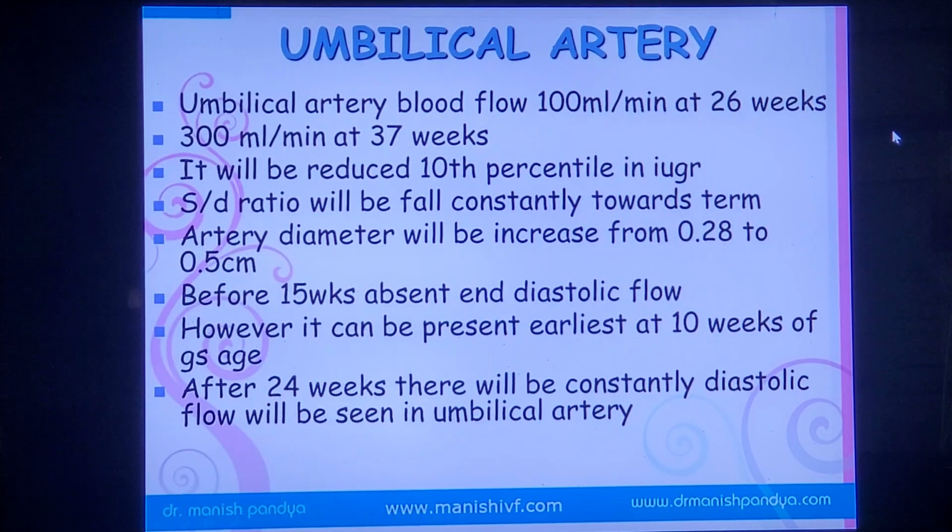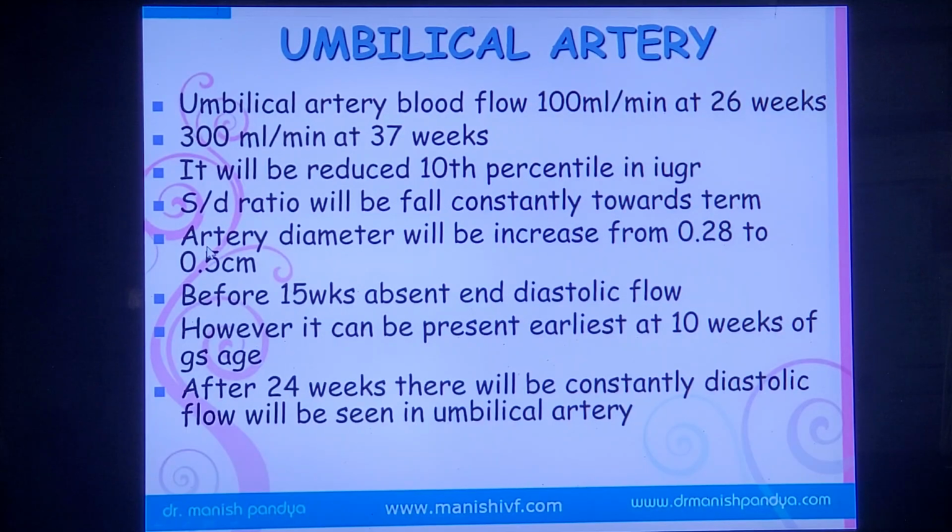Okay. Umbilical artery. Umbilical artery blood flow is 100 ml per minute at 26 weeks of gestation, 300 ml per minute at 37 weeks of gestation. It will be reduced below the 10th percentile in IUGR. That's why from 5 to 95 there is percentile. SD ratio will fall constantly towards term. Artery diameter will increase from 0.28 to 0.5 centimeter.